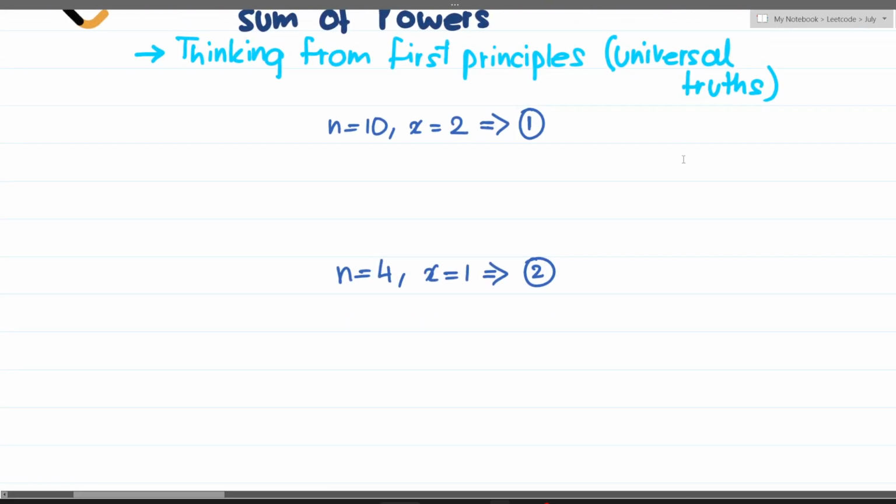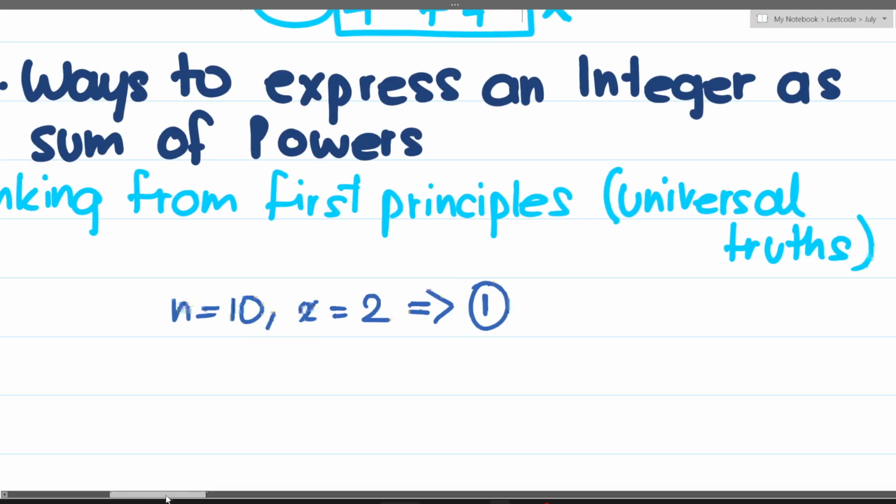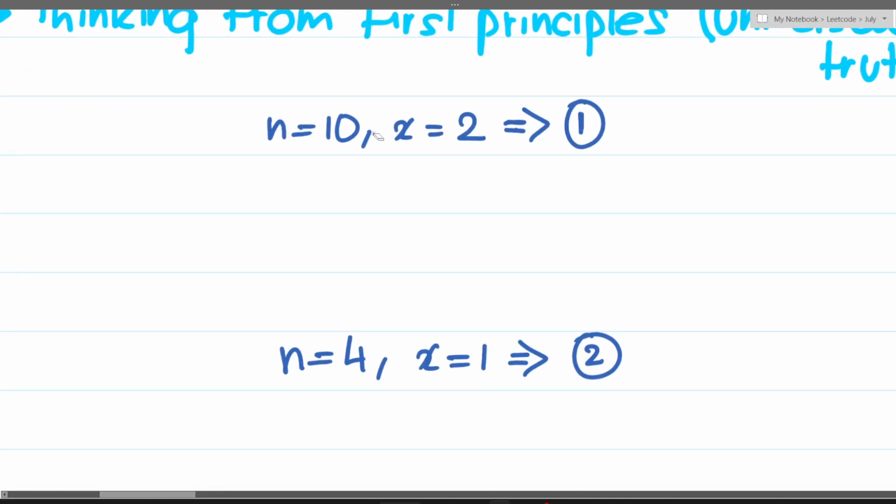All right, so let's have a look at these two example test cases that we are given. So n is equal to 10 and x is equal to 2. So I'm going to do the exact same thing. I'm going to list all the possibilities, without even thinking, because that seems to me like the easiest way to solve this problem. So what is 1 to the power 2?